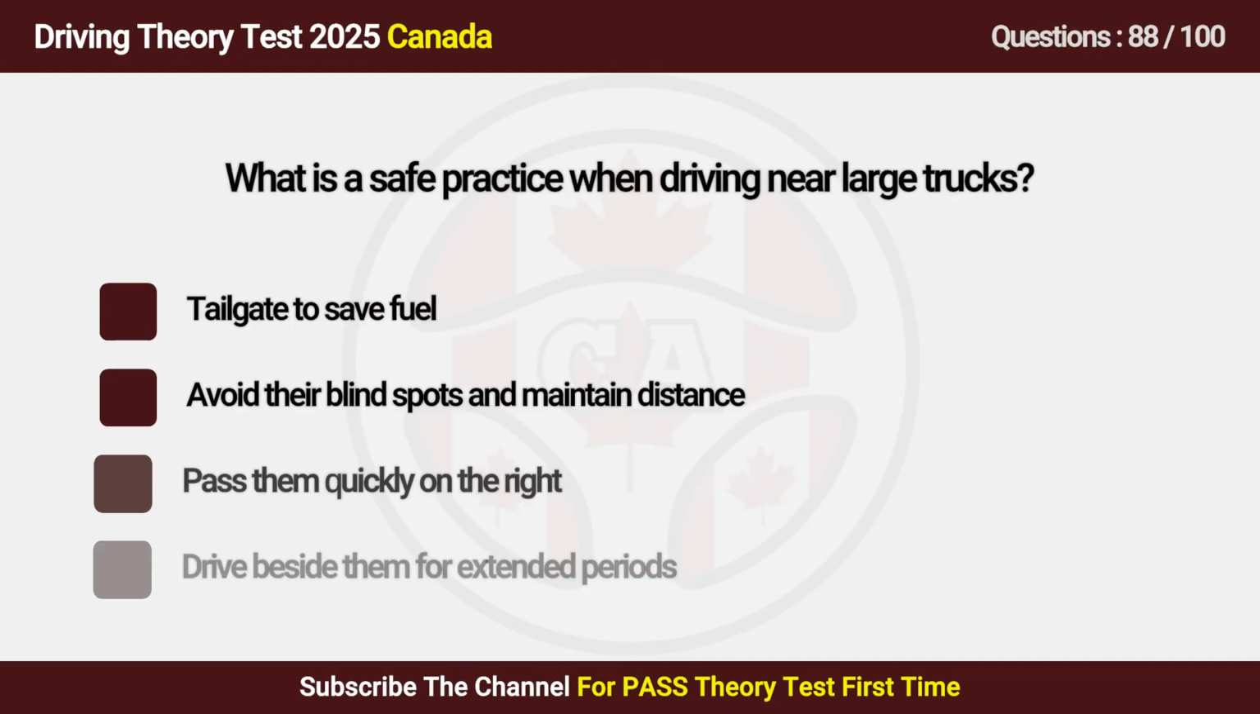Question 88. What is a safe practice when driving near large trucks? A. Tailgate to save fuel. B. Avoid their blind spots and maintain distance. C. Pass them quickly on the right. D. Drive beside them for extended periods.